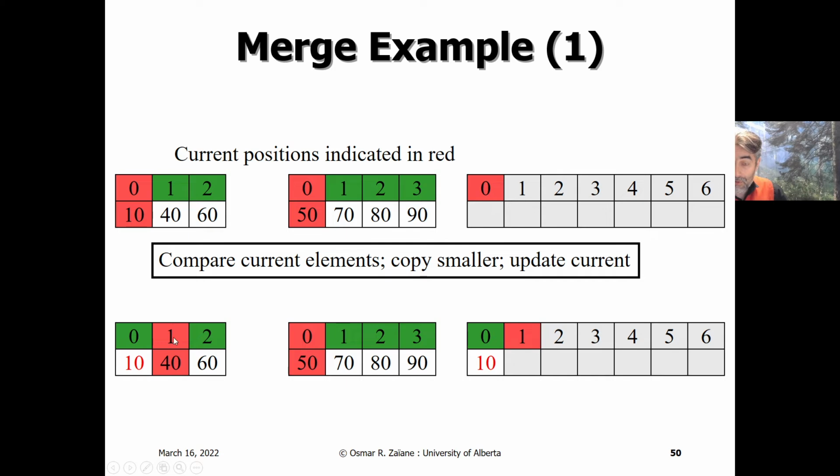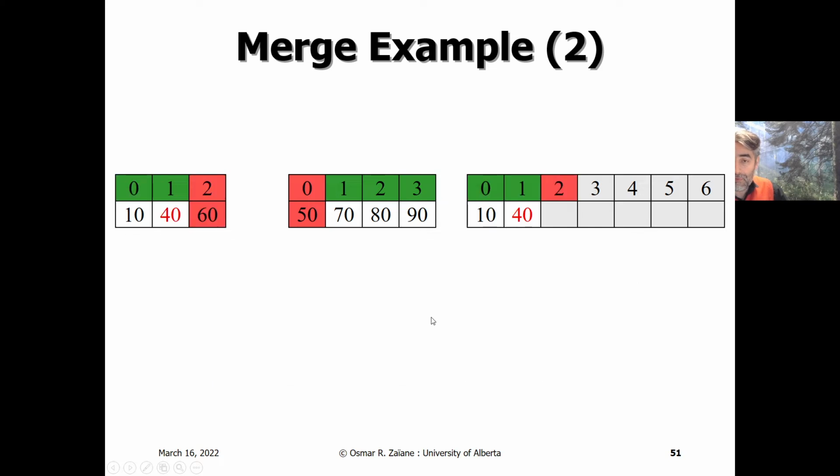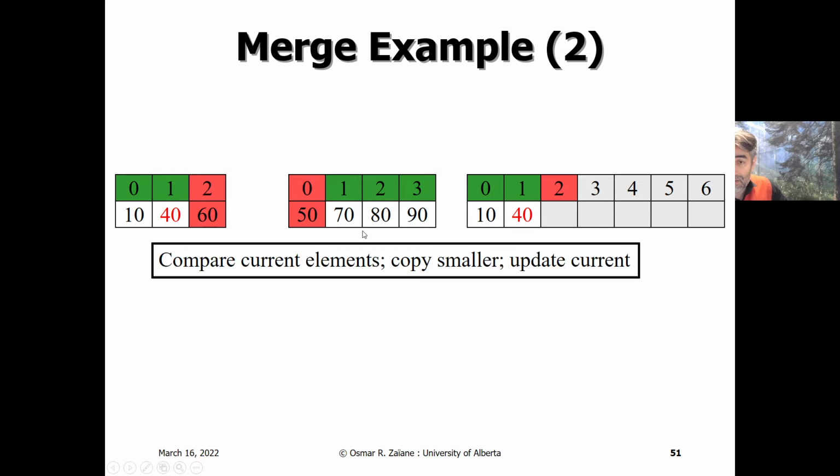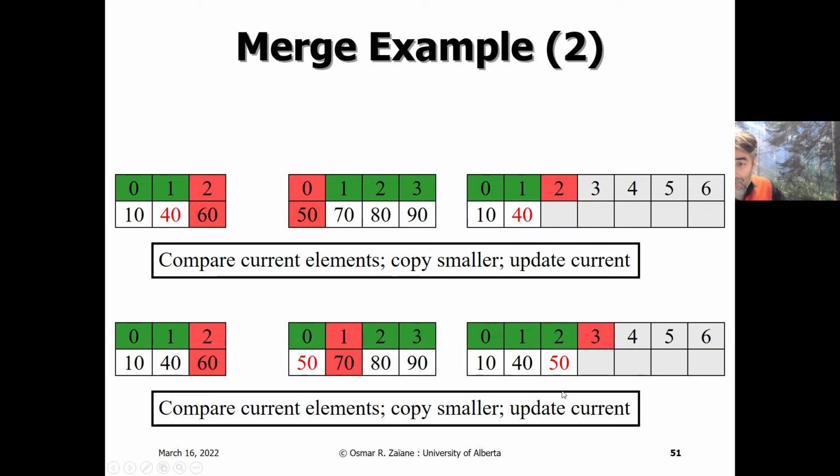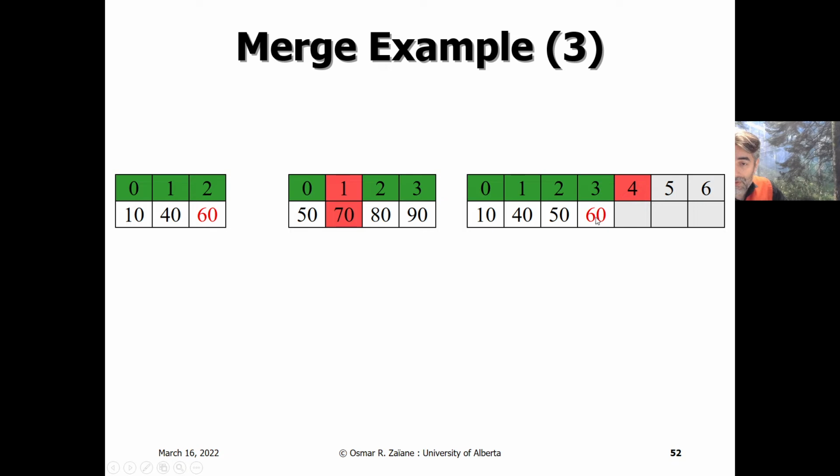And now I compare the current is 40, and the current here is 50. I'll compare them. Who's the smallest? Well, 40 is the smallest, and therefore I will copy 40 here, and I'll move forward in left. Now I compare the current in left and the current in right. Who's the smallest? Well, the current in right, and I'll copy 50 here, okay, and I move forward in right. Now I compare 60 and 70. Who's the smallest? Well, 60 is smallest, therefore I will copy 60.